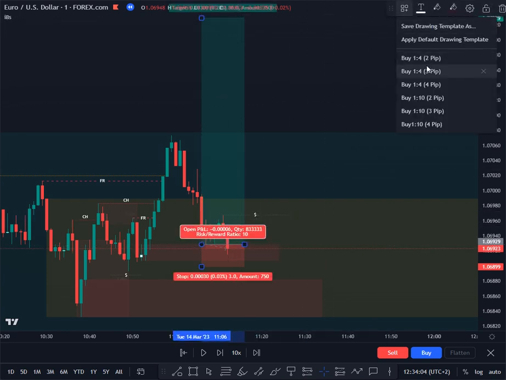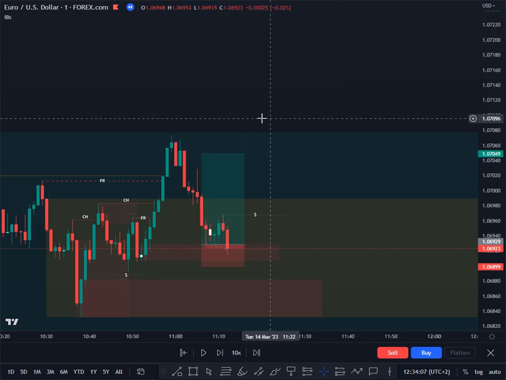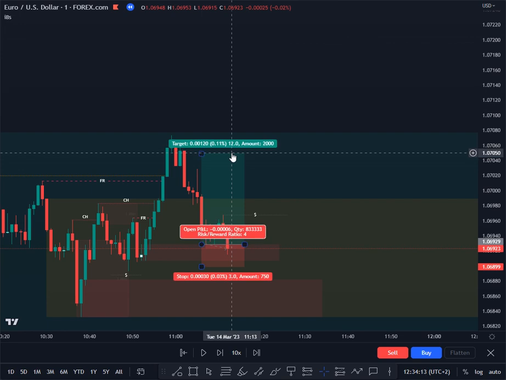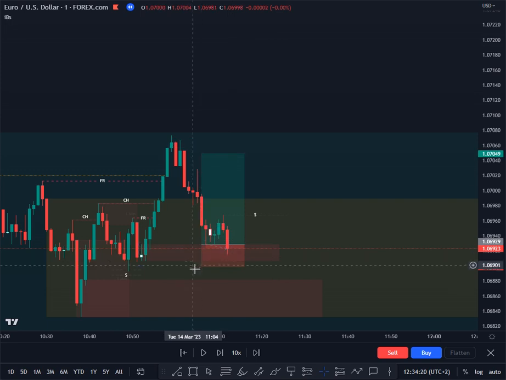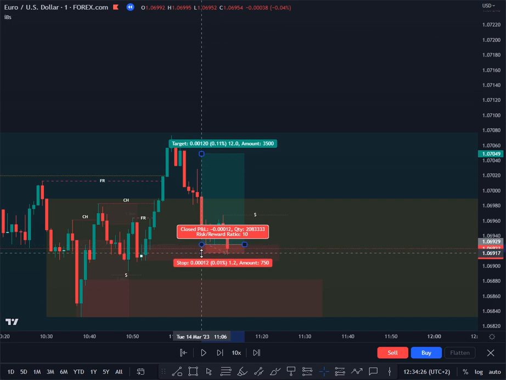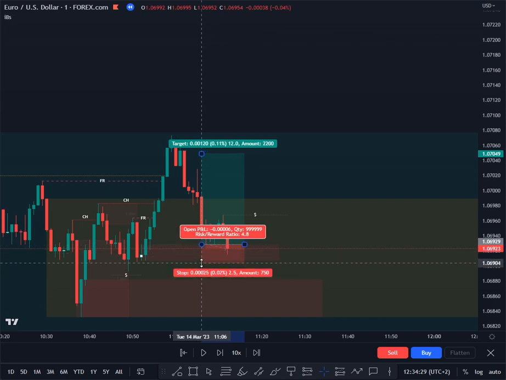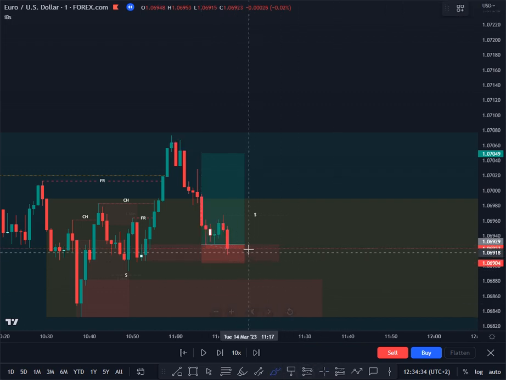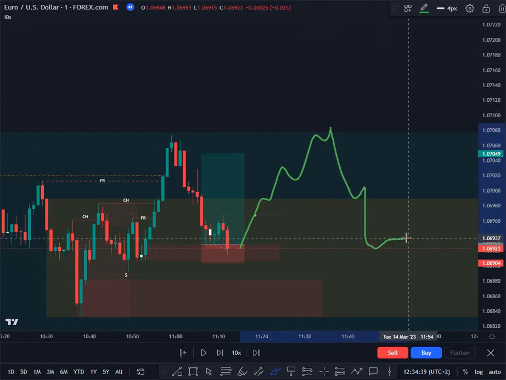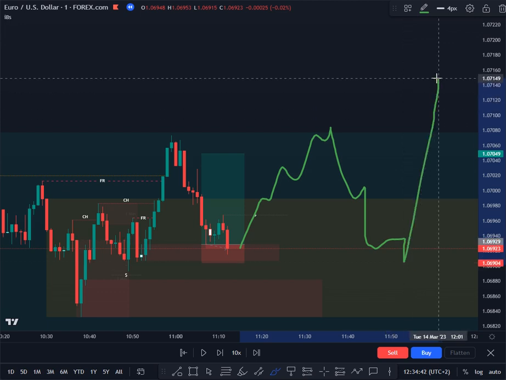I have a 3 pip stop, so at first I'd want to take a 1 to 4 risk to reward, right? At 1 to 4 I would basically take away 25% of my position so that my risk would be off the table. Some people would want to move the stop loss to break even, but because at this point within price, we're trading the M1, price can easily go away, come back to retest our entry, spike us out of the trade and go, right?